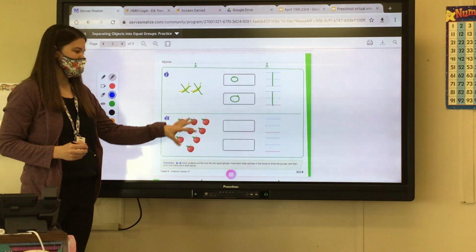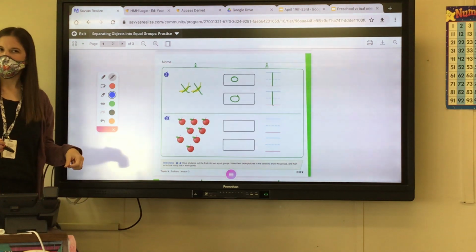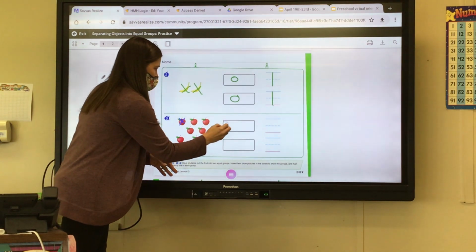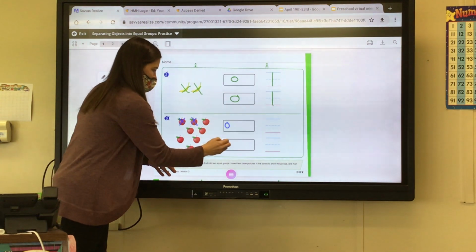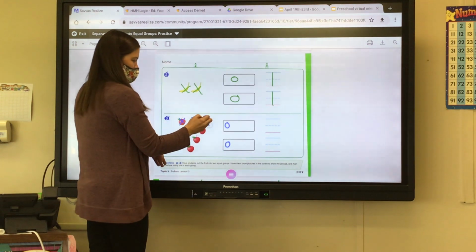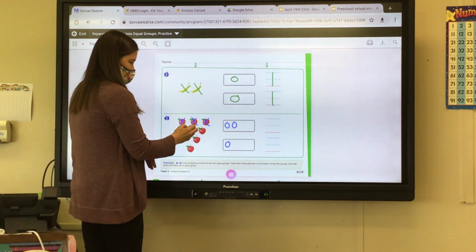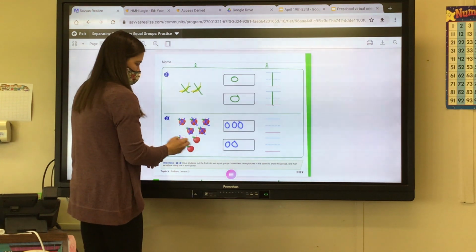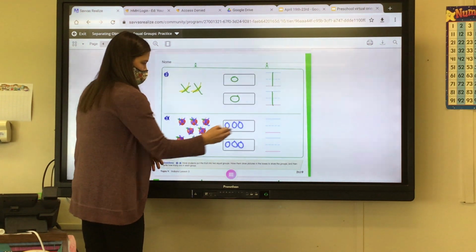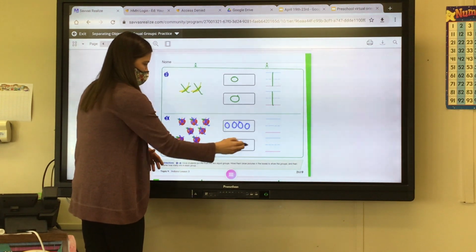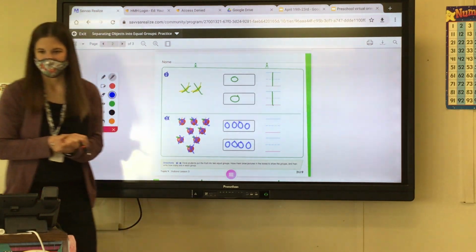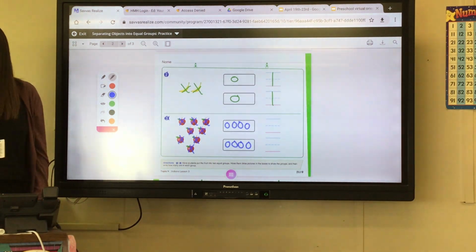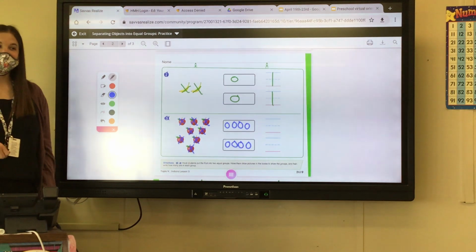Alright, just by looking at this, do you think you can make equal groups? No. Well, let's see. Let's try it. These look like apples, so let's put one in the top group, one in the bottom group, one in the top group, one in the bottom group. Top group, bottom group, top group, bottom group. Now look. Now, are there equal groups?